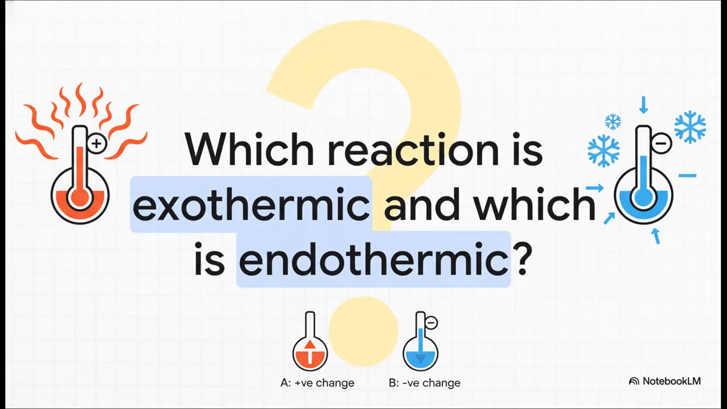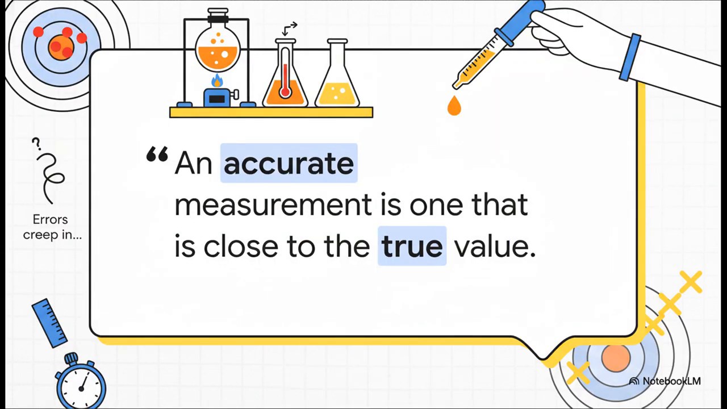So quick question for you. Based on what we've just talked about, which one is which? Well, reaction A, with that positive temperature change, has to be the exothermic one. And reaction B, where the temperature went down, that's got to be our endothermic one. It's as simple as that. But hang on, how do we know our results are any good? AQA is very clear about this.